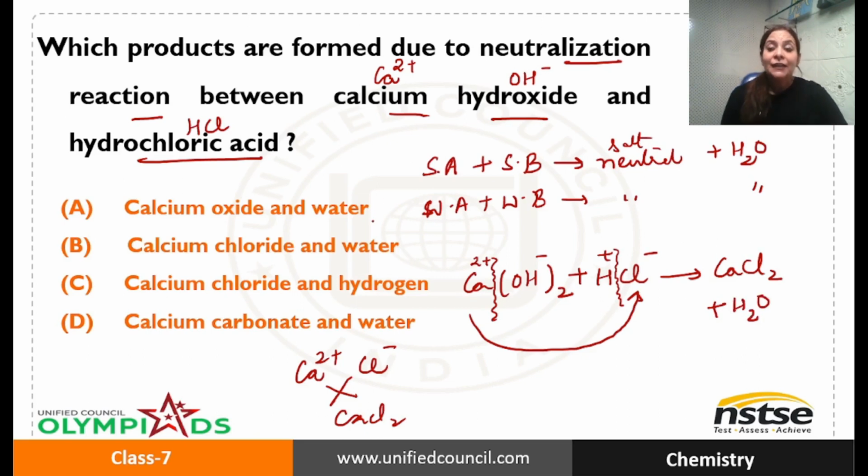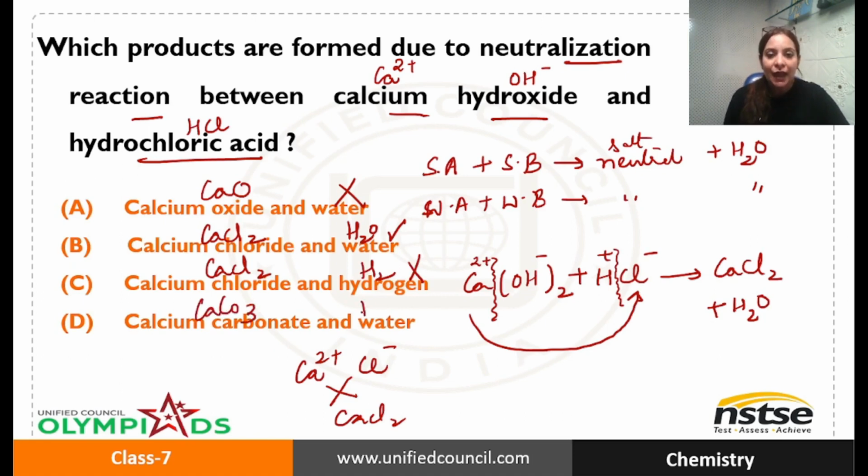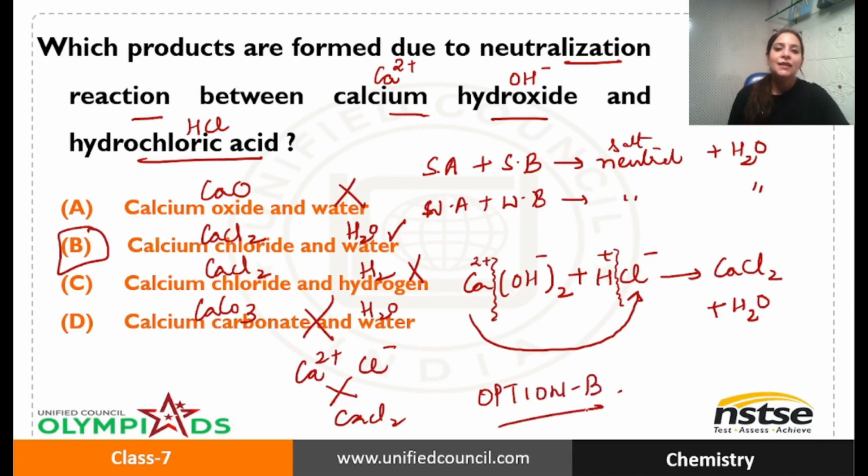Now it's time to look at the options. Option A says calcium oxide and water. Are we getting this? No, wrong answer. Calcium chloride and water. Yes, we got this. The third says calcium chloride and hydrogen. No, we don't get hydrogen. Instead of hydrogen you'll get water. Calcium carbonate, which is CaCO3, and water. Do we get this? No, not at all. So the correct answer here is option B. See how easily you got your answer.